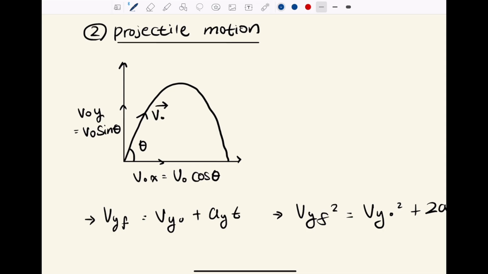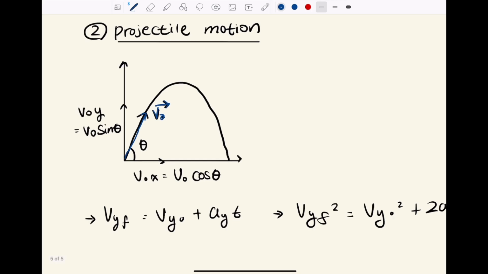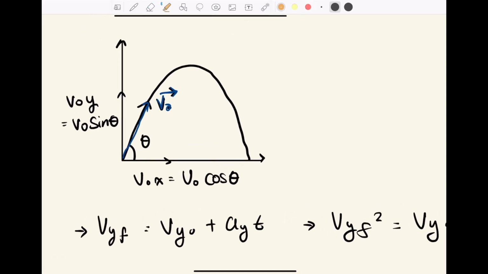In a projectile motion, if a ball is launched up in that direction, that would be the initial velocity, right? But here, assuming that that's theta degrees, because we know based on our trig identities, the velocity of the x component would be v initial times cosine theta. And with the same logic, the vertical component of the initial velocity would be v0 sine theta.